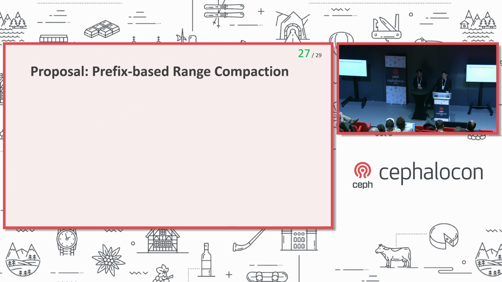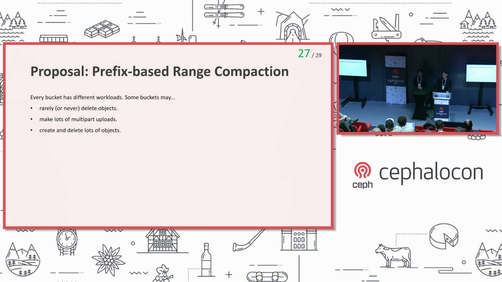Based on the observation that tombstones are concentrated under specific prefixes, we propose prefix-based range compaction. Each bucket inherently has a different workload. For example, some buckets may only write objects without ever deleting them, while others may upload lots of multi-part objects. Additionally, certain buckets may frequently write and delete objects.